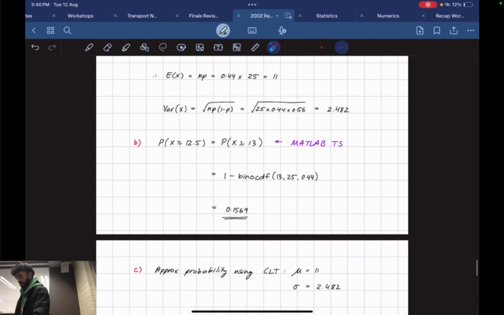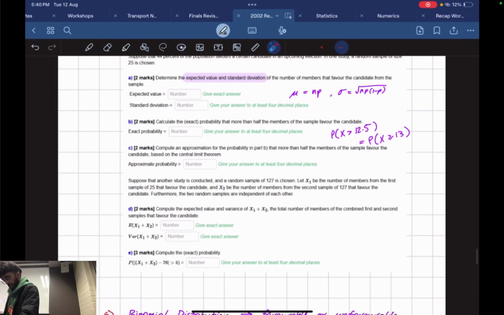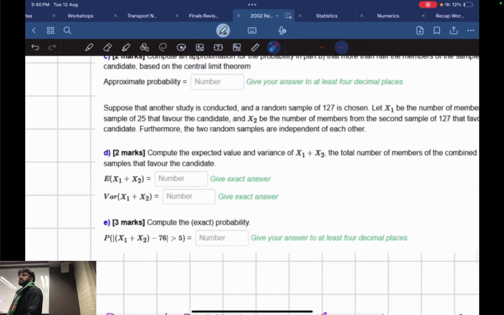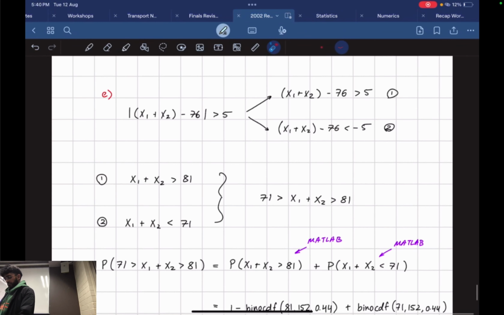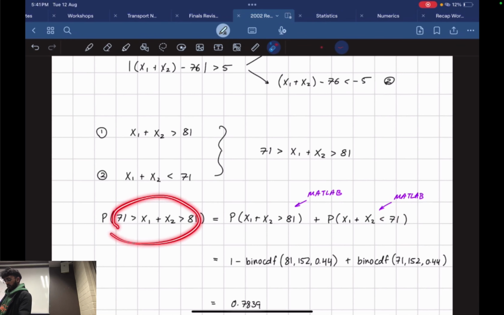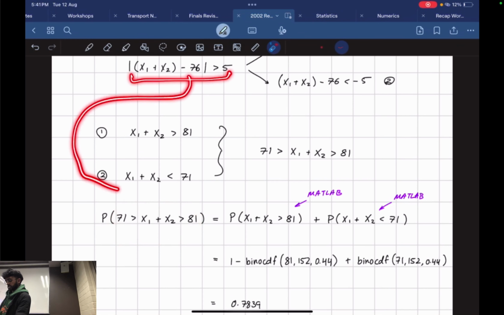Next question. The next question is asking us to compute the exact probability of this one. You're going to have to do a bit of algebra and a bit of manipulation. So I'll show you what I've done. Because it's an absolute value, there's going to be two legs to it. One's going to be positive, one's going to be negative. Eventually, when you simplify it, you get this.